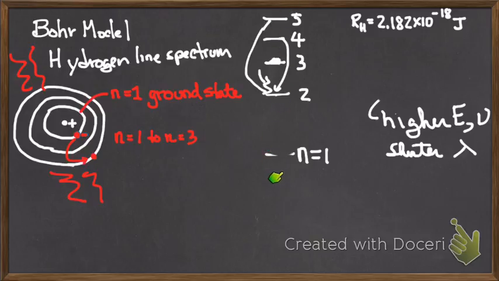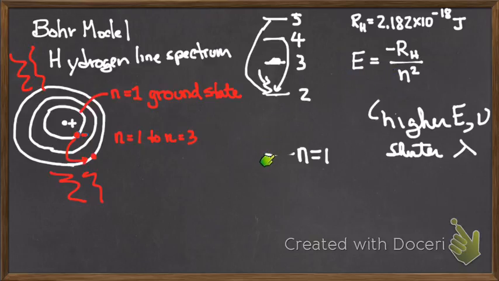Okay? And what Bohr said is the energy of any given level, E, is equal to the negative of RH over n squared. So RH is 2.182 times 10 to the minus 18 joules. And if you want to know the energy of any one of these levels, you just have to divide by the quantum number n and square it. So, why does this make sense? Think about this.